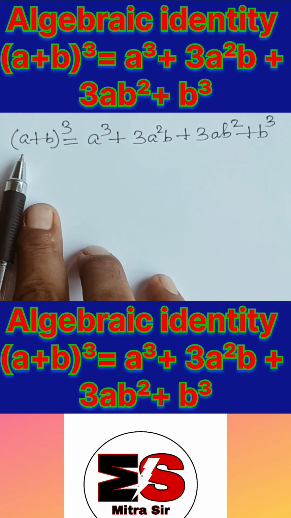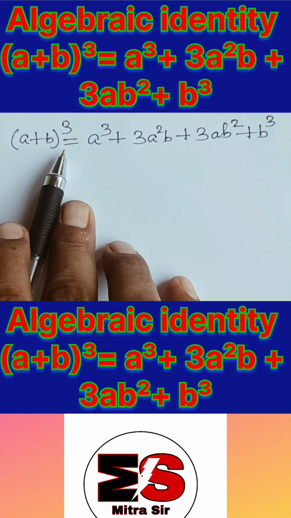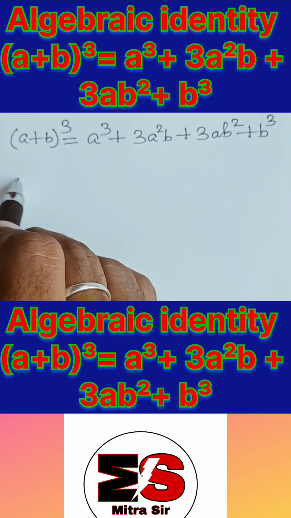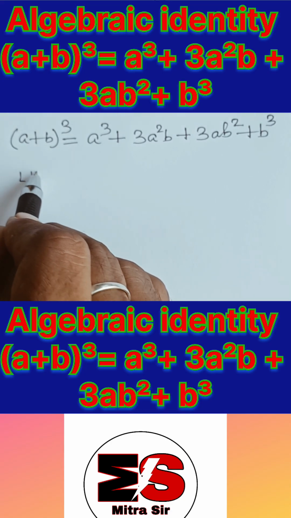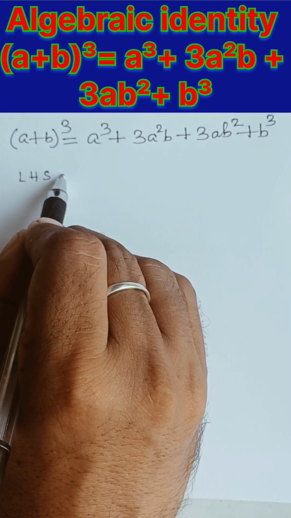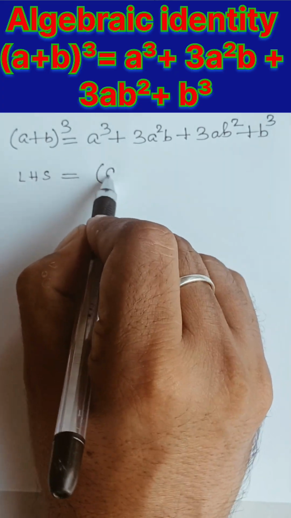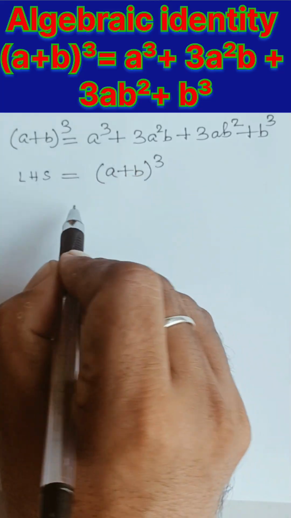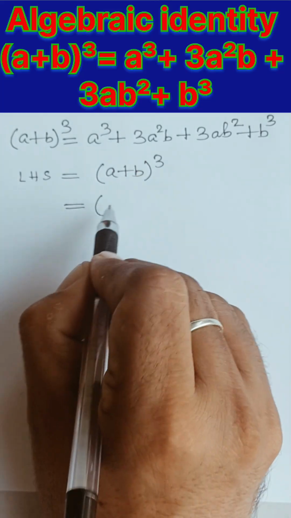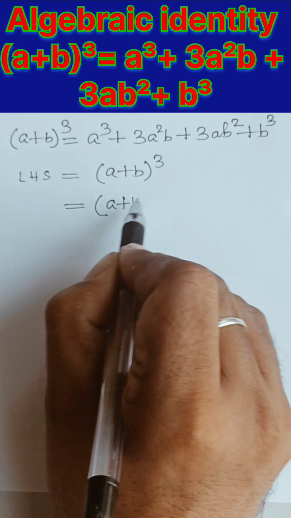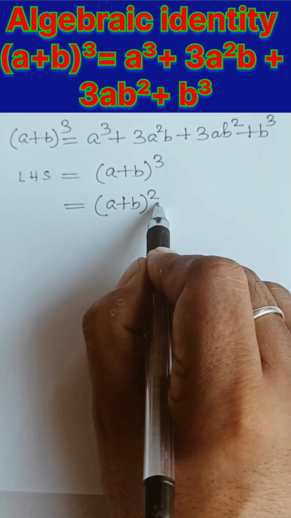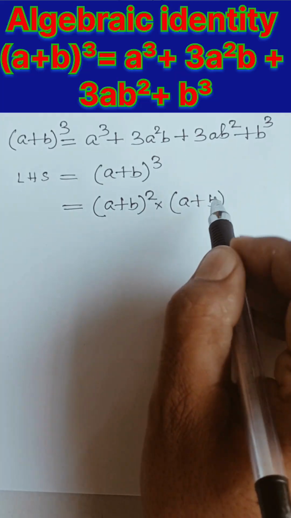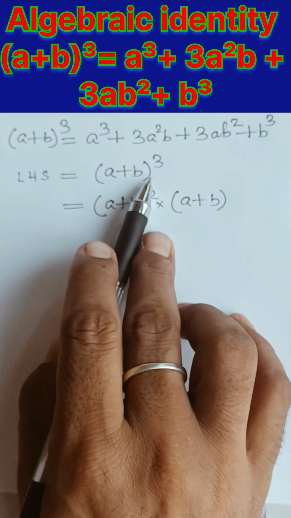See here, this is my left hand side, (a plus b) whole cube, and this is my right hand side. So I'll start from the left hand side, right? Left hand side is given (a plus b) whole cube. So this one we can write as (a plus b) whole square into (a plus b). Alright, if you multiply, you will get the same thing, (a plus b) whole cube.